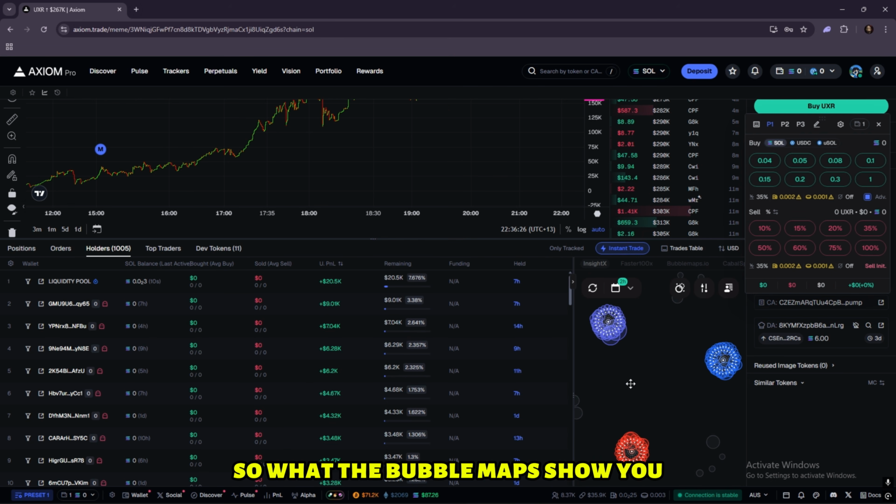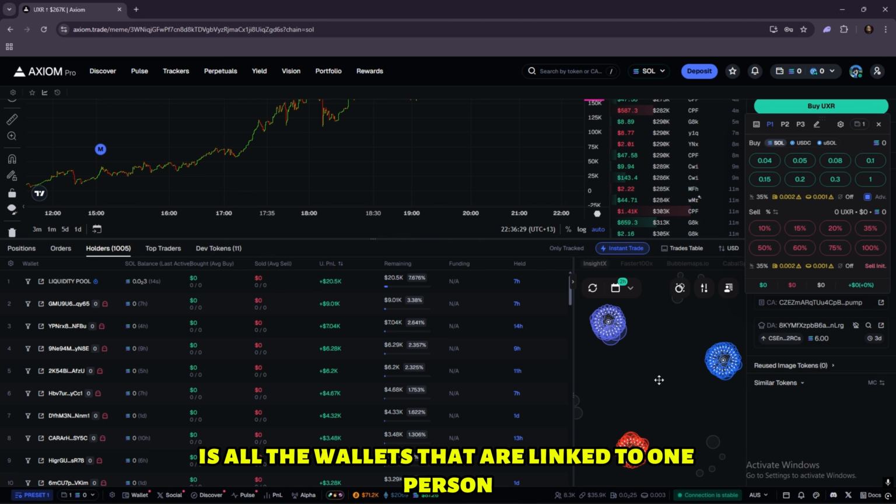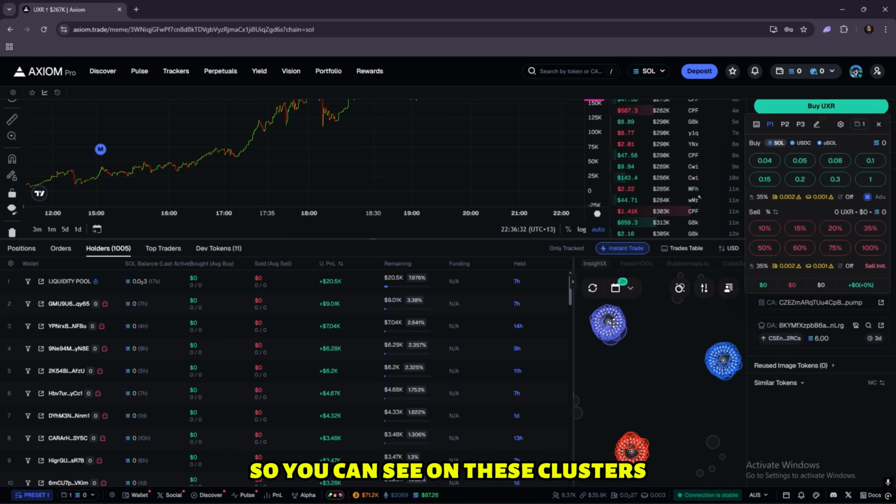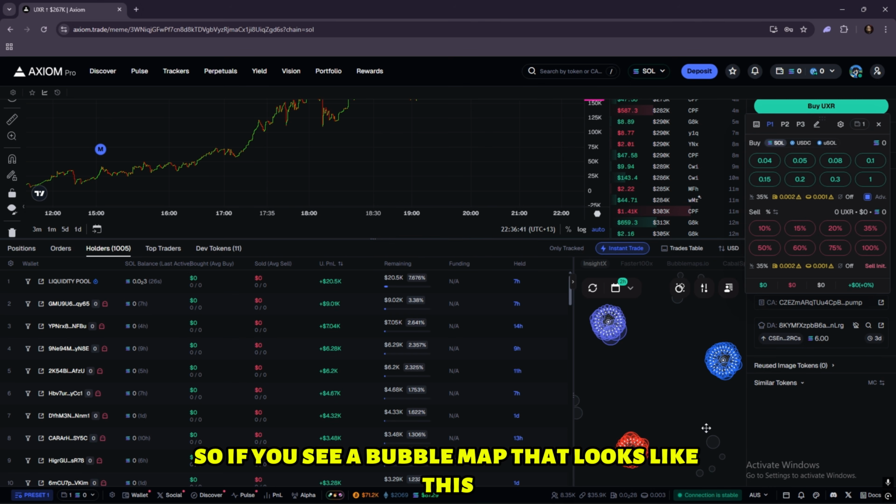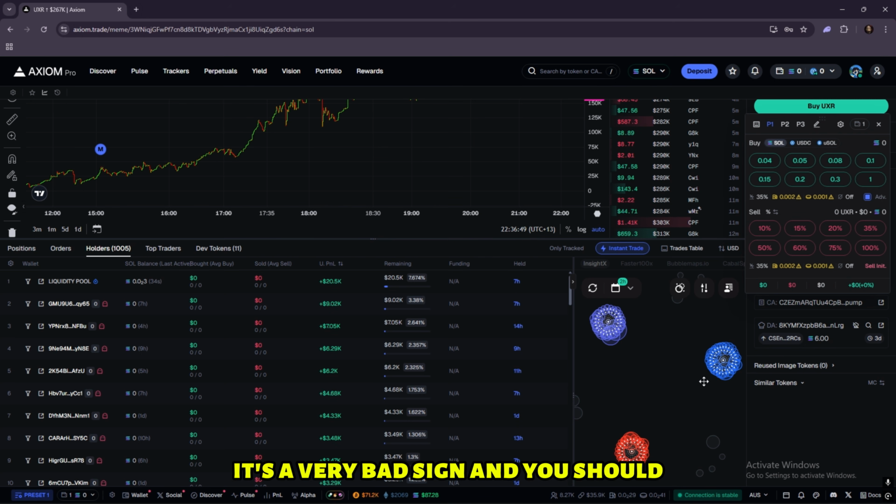What the bubble maps show you is all the wallets that are linked to one person. So you can see on these clusters that there's over 200 wallets that are linked to the same person. Same thing with this big cluster and same thing with this big cluster. So if you see a bubble map that looks like this, it's a very bad sign and you should under no circumstances be buying coins that have bubble maps that look like this.